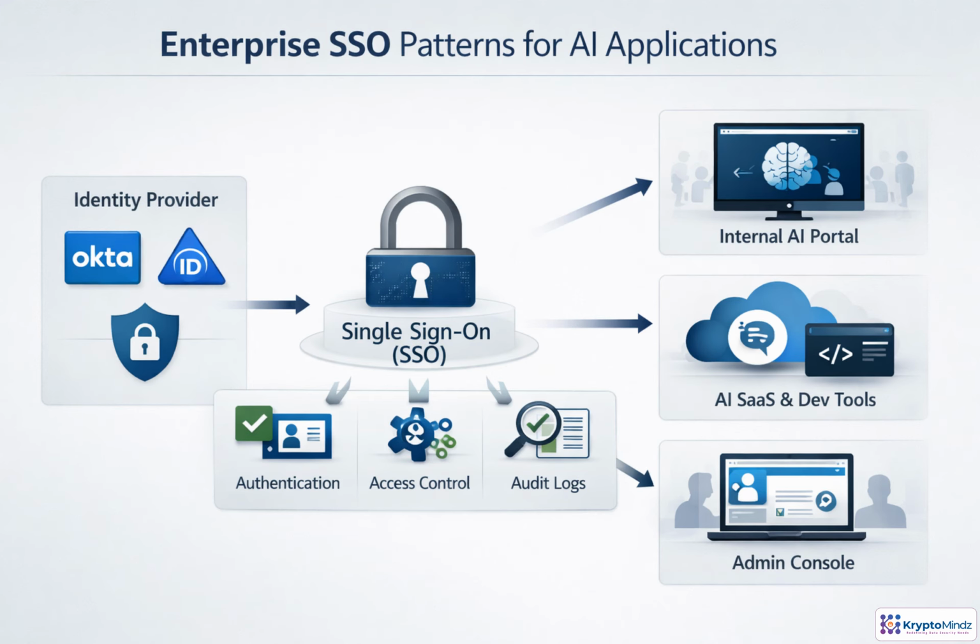Single sign-on makes the enterprise identity provider the trusted front door for AI applications. A user authenticates through Okta or Microsoft Entra ID, and the AI portal, SaaS tool, developer environment, or admin console receives a trusted SAML assertion or OIDC token. This avoids scattered passwords and keeps access tied to onboarding, role changes, and termination. It also creates consistent policy enforcement and audit logs, which matter when AI tools can reach sensitive data and models.